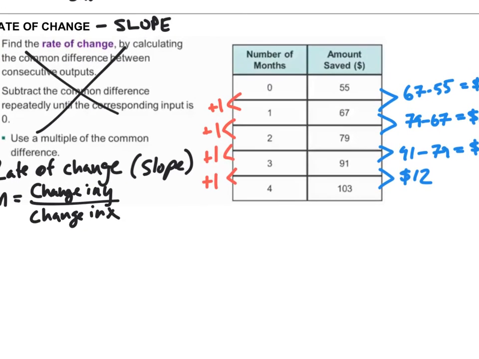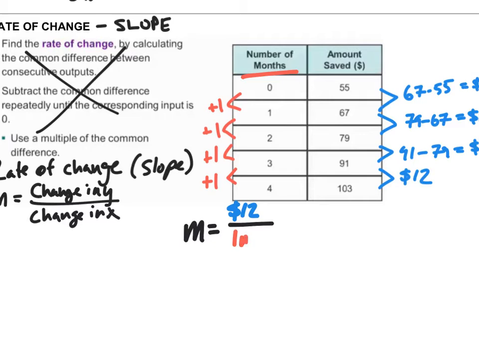Now, my change in y, so my slope m, let's write this out, is equal to the change in y, which is $12. So $12 per 1 month.